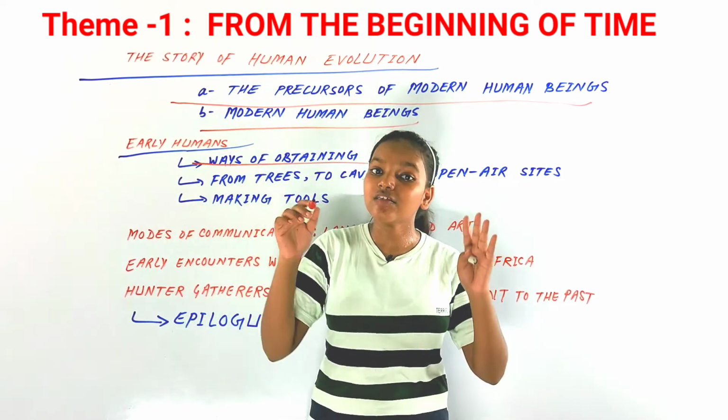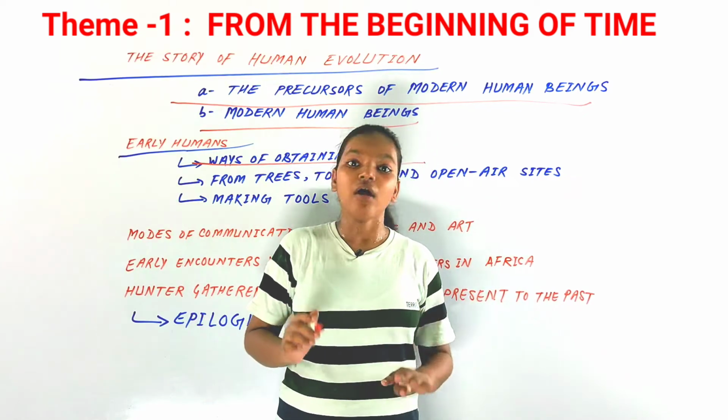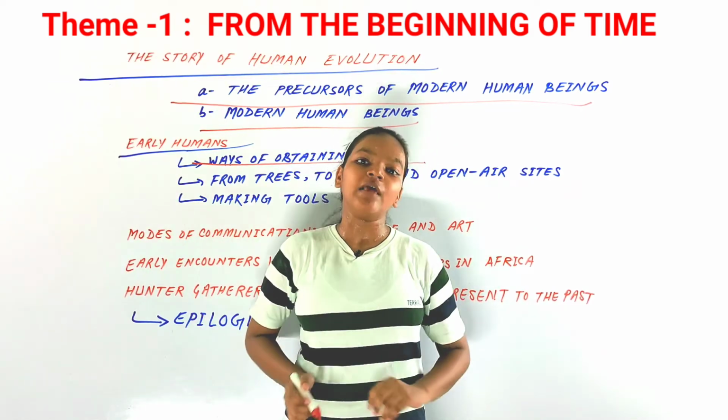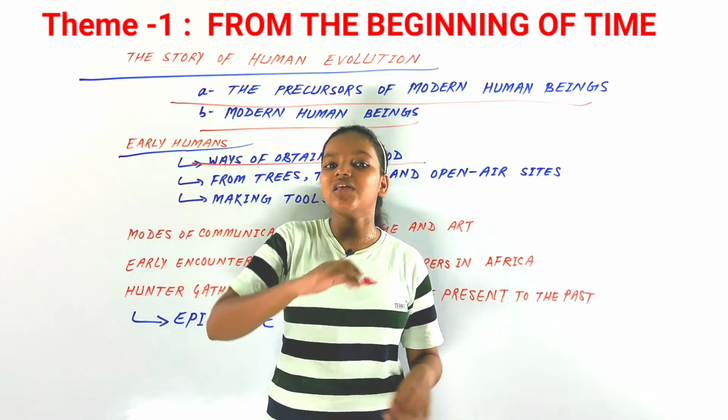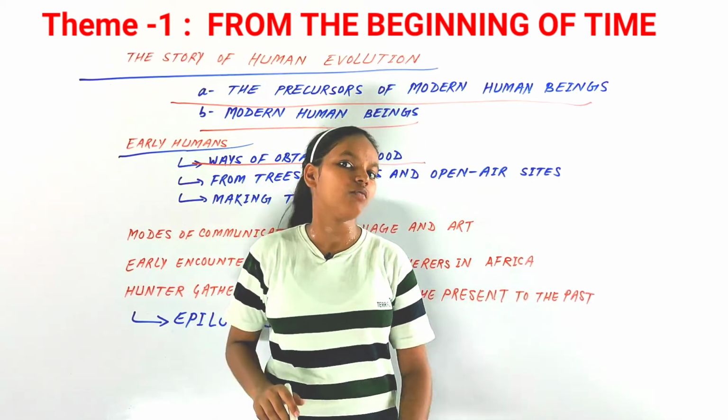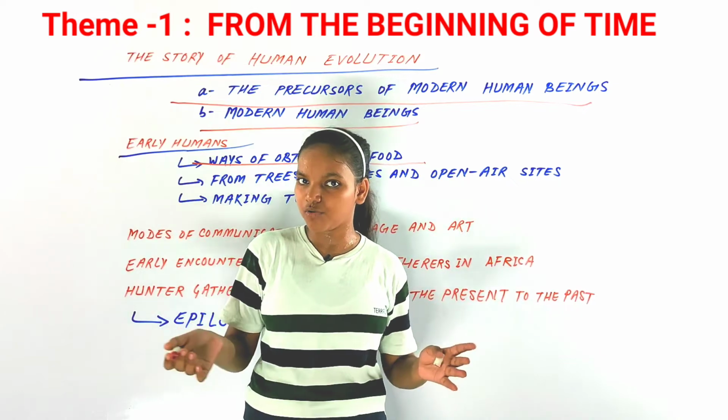So you could say that these were the ways of obtaining food by the early humans. We have found evidence from very, very long ago, which has been proven by the archaeologists.